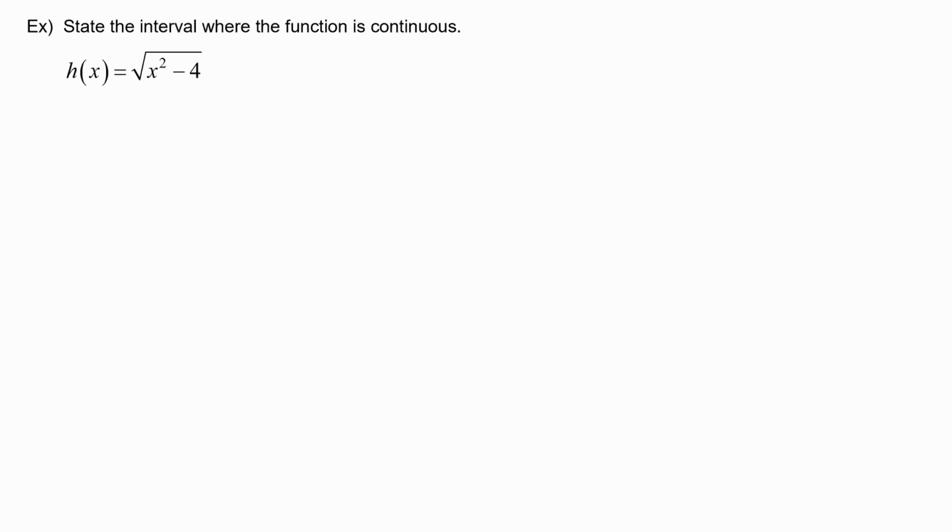In this example, state the interval where the function is continuous. We are given h of x is equal to the square root of the quantity x squared minus 4. We know that radical functions are continuous on their domains, so let's take a look at this domain. We need x squared minus 4 to be greater than or equal to 0.